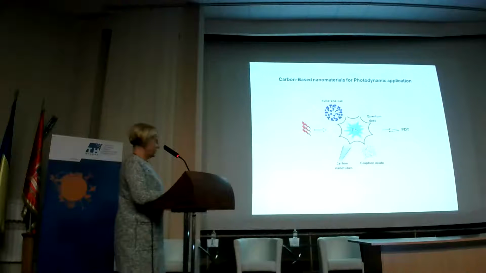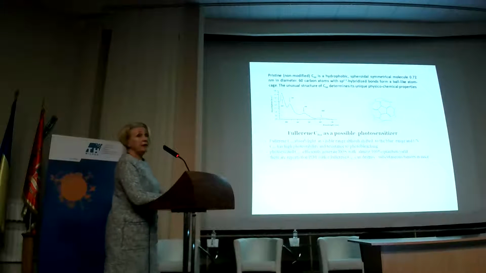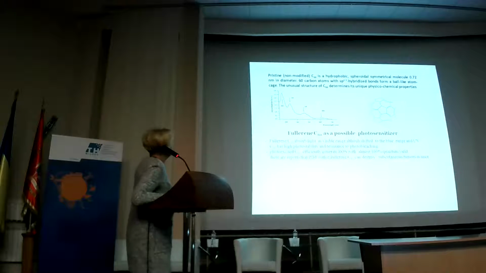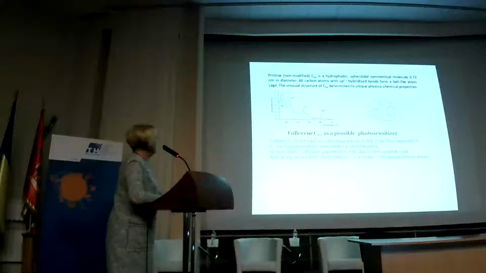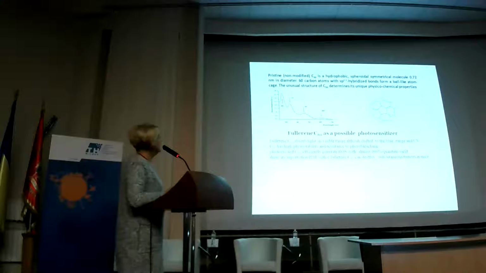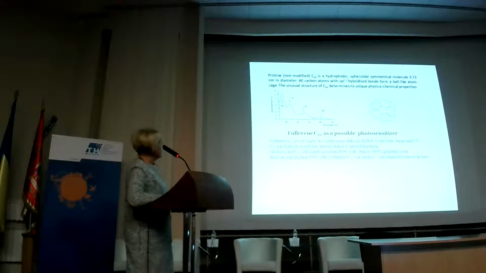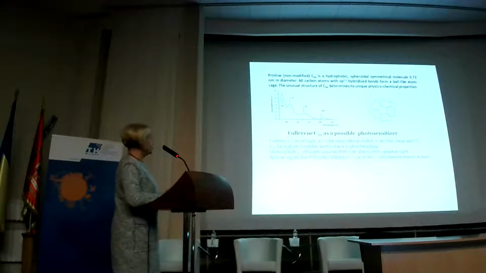And now is our beloved object, C60. It has unique properties because it is hydrophobic, symmetrical, approximately 1 nanometer in diameter, and 60 carbon atoms form a ball-like atom cage, and that is sp2/3 hybridized.